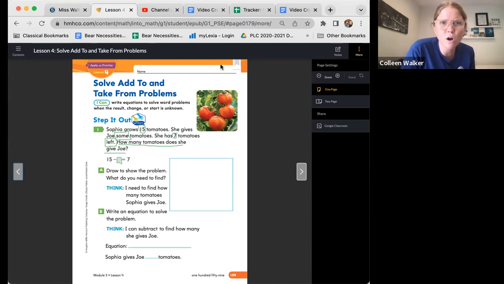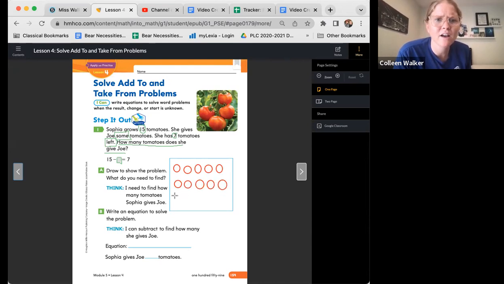So let's go ahead and do our drawing. Let's start with a circle shape. I'll do red since it's tomatoes. We're going to do 15 circles to represent the 15 tomatoes. Can you count to 15 with me? 1, 2, 3, 4, 5, 6, 7, 8, 9, 10, 11, 12, 13, 14, 15. Awesome job, friends.